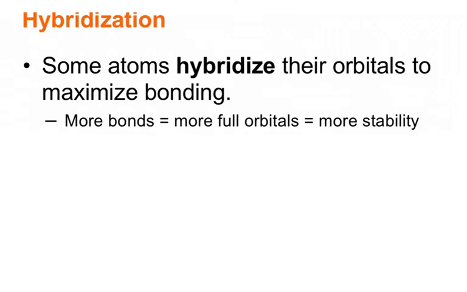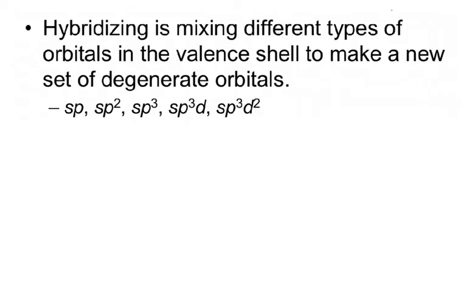So hybridization, like I said, occurs because atoms hybridize their orbitals to maximize bonding, because the more bonds and the more full orbitals that are occupied by electrons, the more stability the molecule will have. And hybridization will be used to maximize bonding, which in a sense will increase stability. Now, hybridizing is the mixing of different types of orbitals in the valence shell to make a new set. And again, here's the word degenerate orbitals. The hybrid orbitals will have equal energy. So how do we make these combinations? Well, I'm going to show you the ones that are listed here.